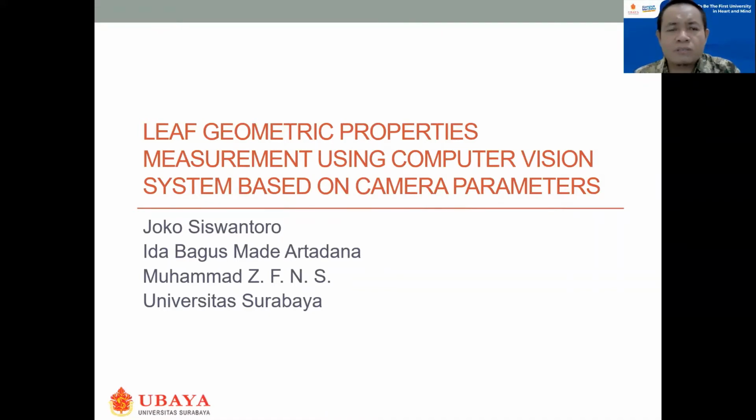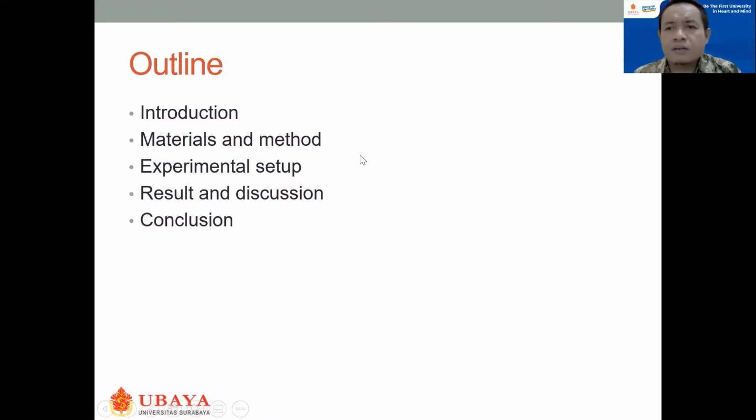My name is Joko Siswantoro from University of Surabaya, Indonesia. I would like to present my paper entitled Leaf Geometric Properties Measurement Using Computer Vision System Based on Camera Parameters. And this is the outline of my presentation: introduction, material and method, experimental setup, result and discussion, and the last is conclusion.